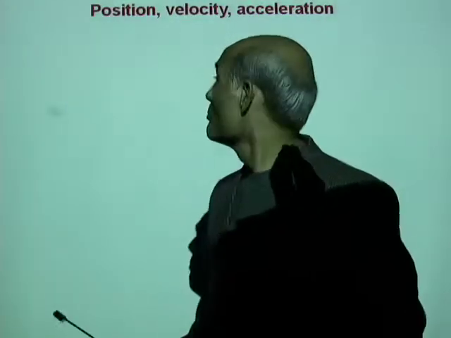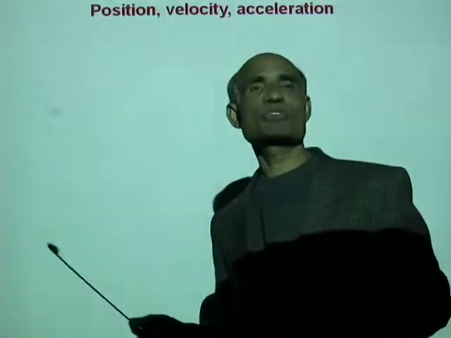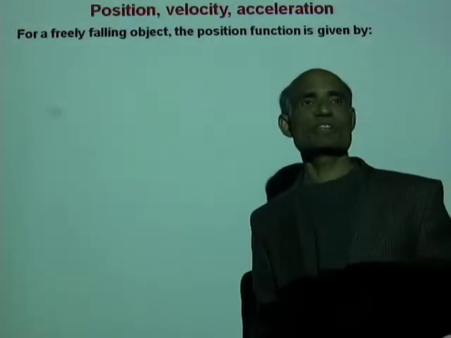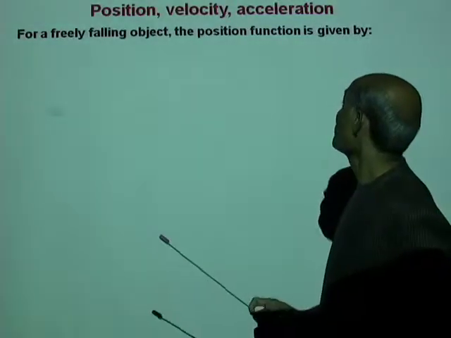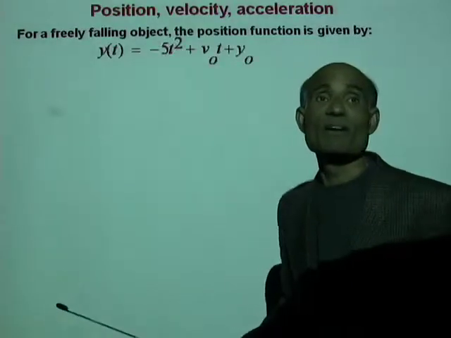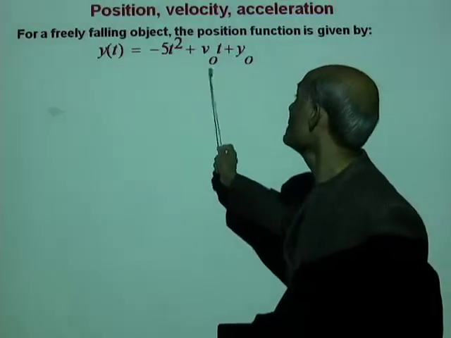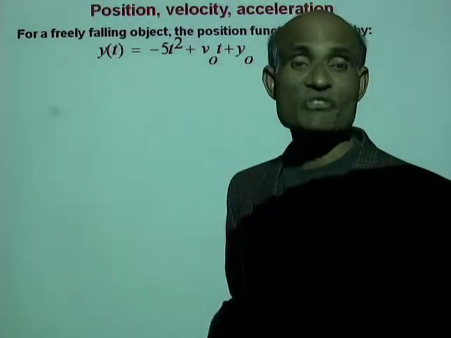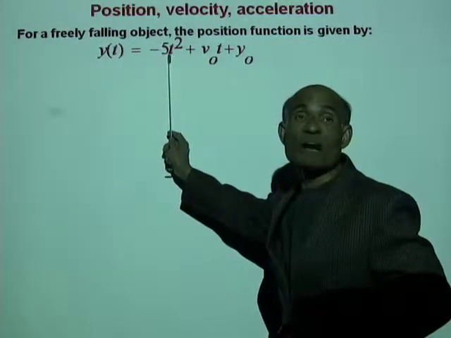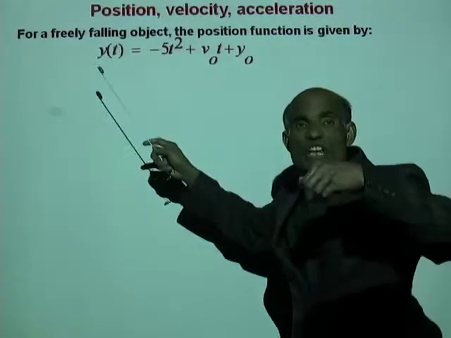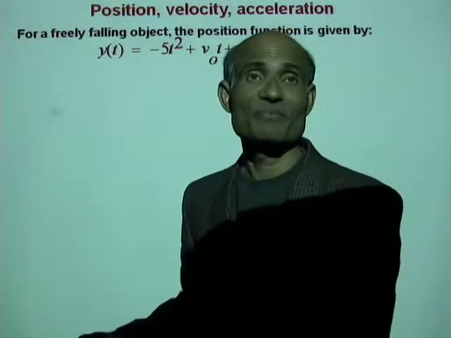Now, we talked about position, velocity, and acceleration. And let's do another problem using the concept of position, velocity, and acceleration. For a freely falling object, the position function is given by y of t equal to negative 5t squared plus v0t plus y0. That means the position at any given time is given by this equation. v0 is the initial velocity, y0 is the initial position.